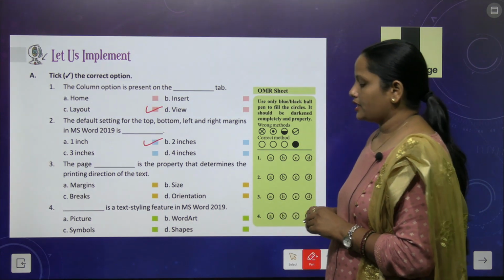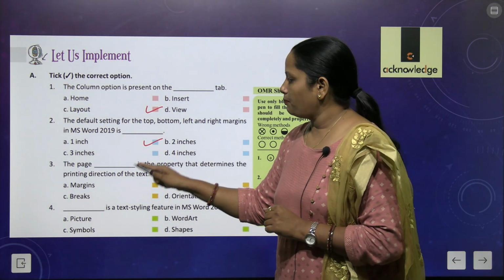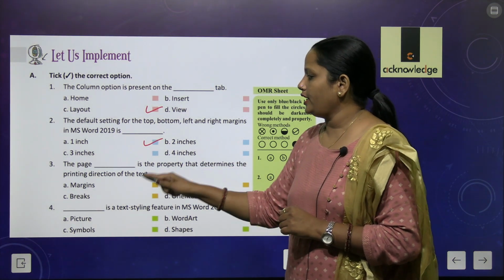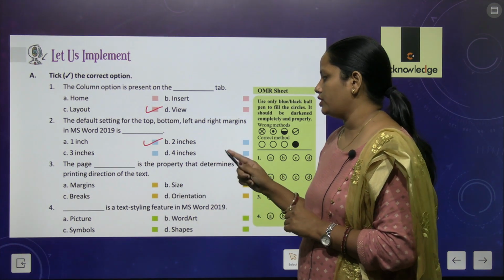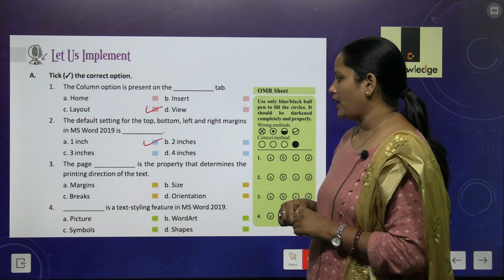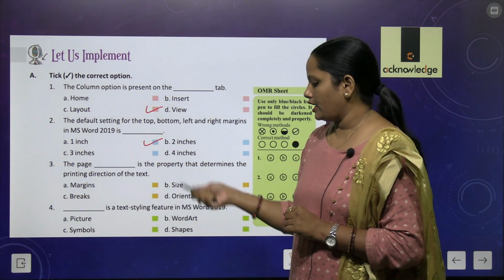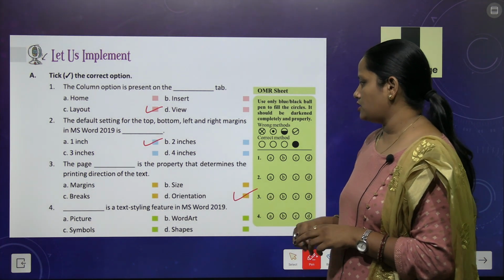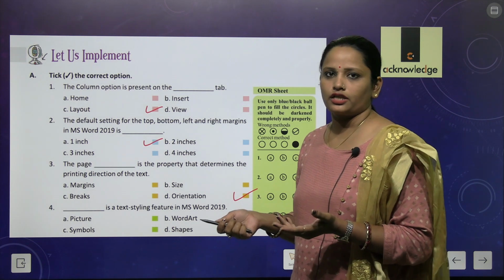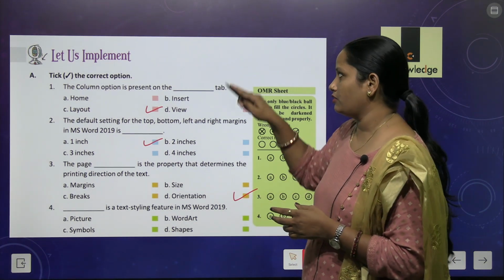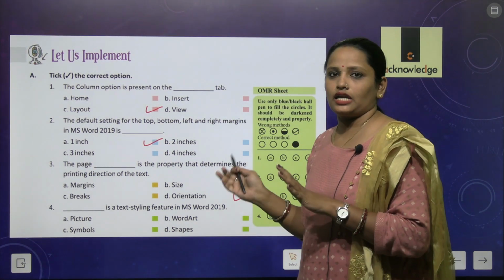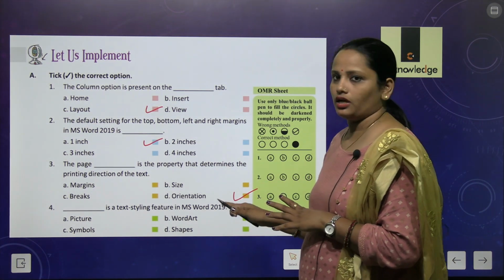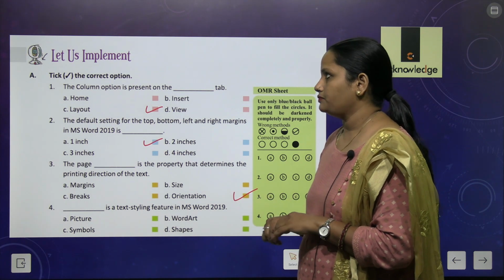Okay, next is the page dash is the property that determines the printing direction of the text. What determines the printing direction of the text? Yes, the orientation determines the printing direction of the text. The type of orientation we want, the landscape orientation or the portrait orientation, we can determine from the orientation tab.